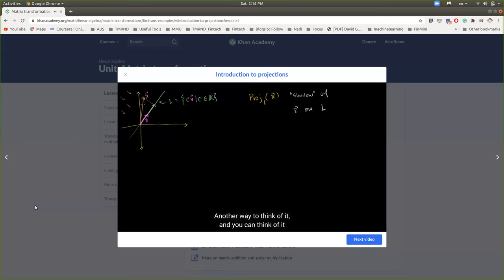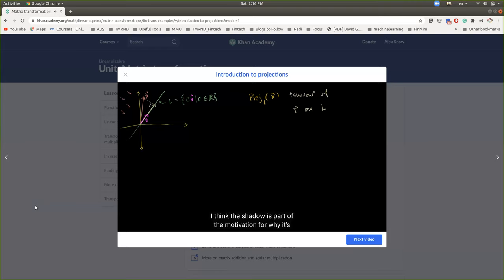Another way to think of it, and you can think of it however you like, is how much of X goes in the L direction. So the technique would be the same. You draw a perpendicular from X to L, and you say, okay, then how much of L do I have to go in that direction to get to my perpendicular? Either of those are how I think of the idea of a projection.